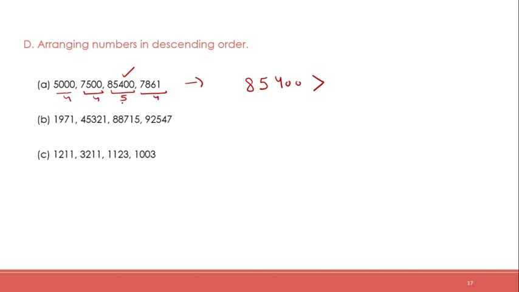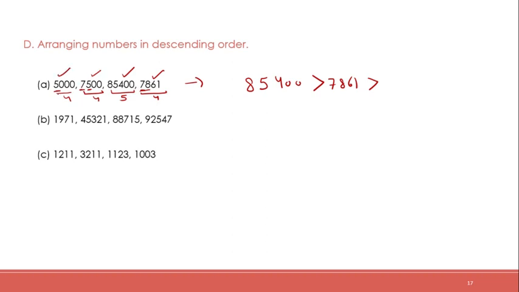Now we'll check the 4-digit numbers. Here at the 1000 place we have 7, here at the 1000 place we have 7, and here at the 1000 place we have 5. So 7 is greater than 5, right? And we want to find the next greatest number, so we'll check the next digit at the 100 place value. Here it is 8 at the 100 place, here it is 5 at the 100 place. Which is bigger? 8 is bigger. So we'll write 7861.